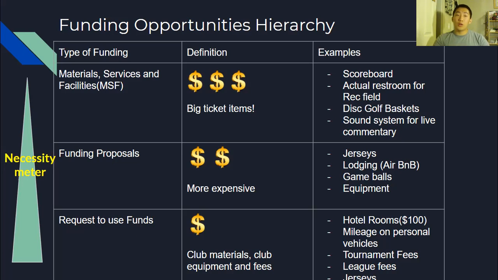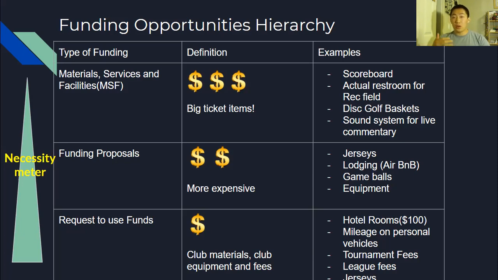So moving on, we're going to go up to the material services and facilities form. I will explain this in a different video, but this is essentially for big ticket items, things that are really, really expensive. Some examples of that could be a scoreboard, or a regular restroom for the recreation field rather than a porta potty. Disc golf baskets would be a perfect example for the MSF fund. Another is a sound system for live commentary. For example, if there is a game going on and you want to have commentators speak about the game as it's going on, a sound system would be perfect for that.